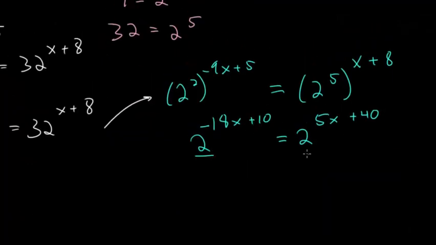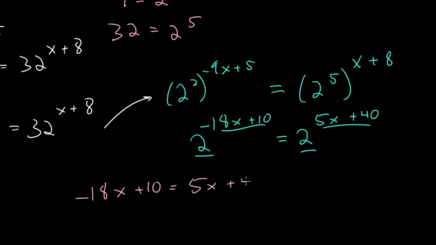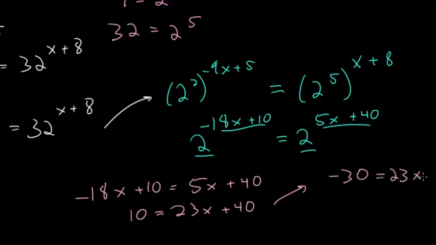Now, the bases of each expression are equal, so we can set the exponents equal to each other. So we have that minus 18x plus 10 is equal to 5x plus 40. So let's move all the x's to the right side. So we're going to add 18x to each side. So you get 10 is 23x plus 40. We'll subtract 40 on each side. So you get minus 30 is 23x.